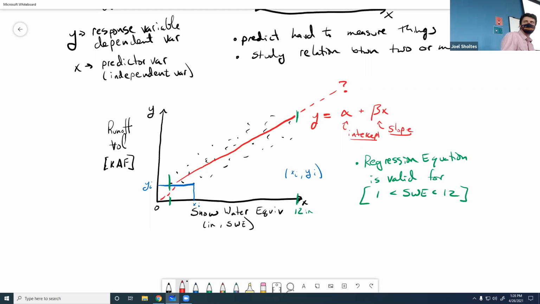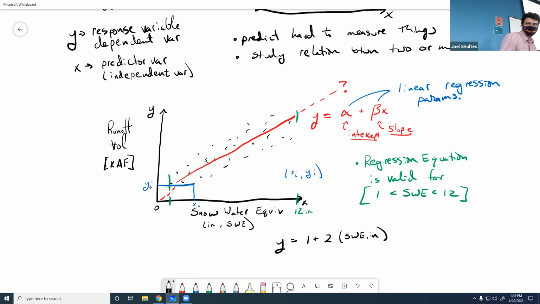So here we go, alpha and beta, and these are the two parameters, right? These are your linear regression parameters. And these are the things that we want to know, and they tell us information, right? So beta tells us that, and I think in this case, the equation, I'll just write out the example. So we'll say y is equal to 1 plus 2 times SWE in inches. So if this is my linear regression equation, beta is equal to 2, that's my slope.